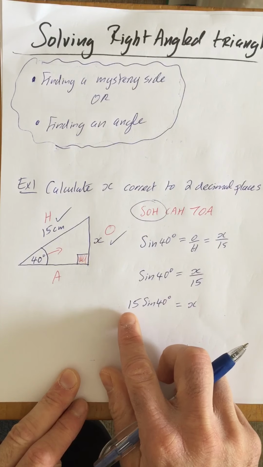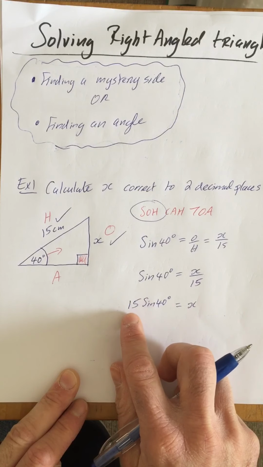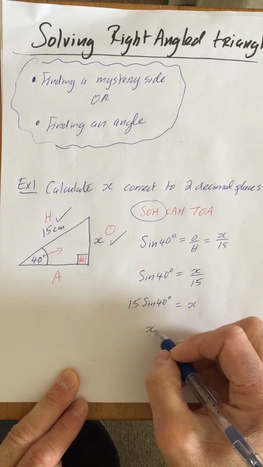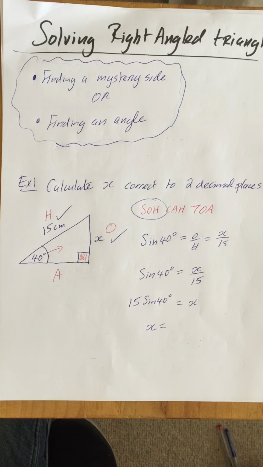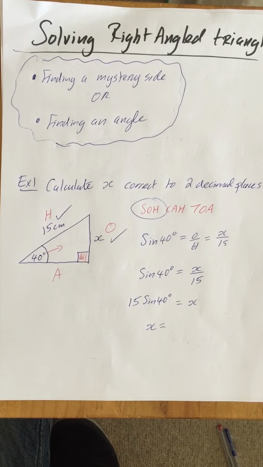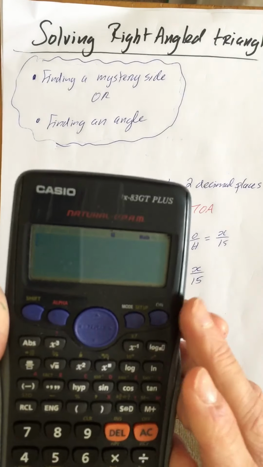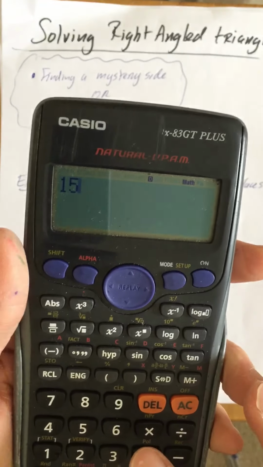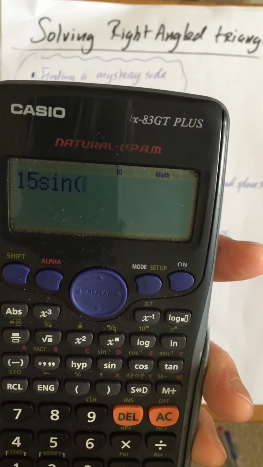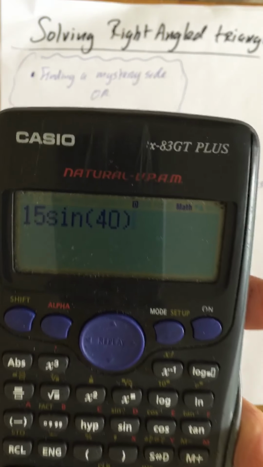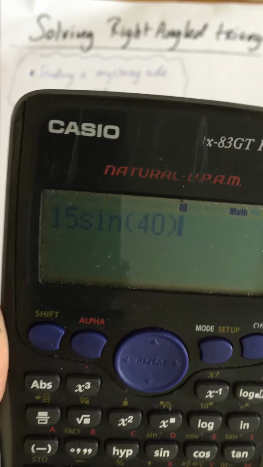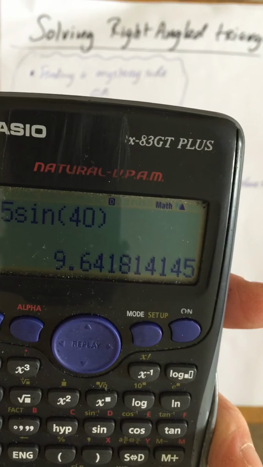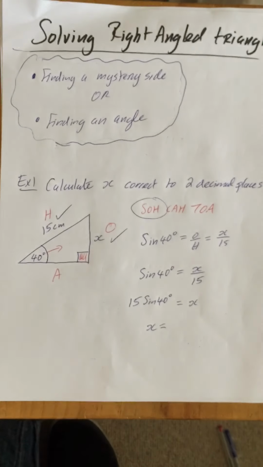When you see a number in front of a sine, it means the number is being multiplied by sine 40. So I can write x equals, and all I have to do is type this into my calculator. But before I do that, I must check my calculator is in degree mode. Then I type 15 sine 40 close bracket, double check I've typed it correctly, and press equals. Up comes my answer, 9.6418. Correct to 2 decimal places, it's 9.64.